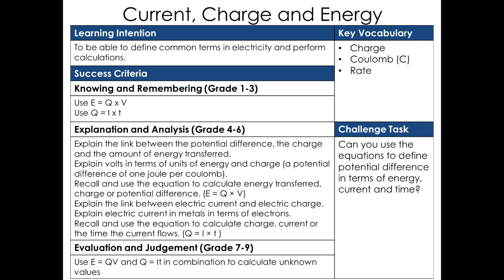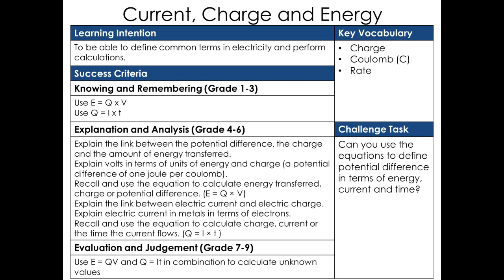You should be able to explain the link between electric current and electric charge, and know that electric current in metals is talked about in terms of electrons. And you should be able to recall and use the equation to calculate charge, current, or the time the current flows. It's that Q equals I times T again, and being able to use that in different ways. The highest level success criteria, being able to combine E equals QV and Q equals IT, we won't actually do too much of because you're learning at home, but ask your teacher about it when you get back to school.